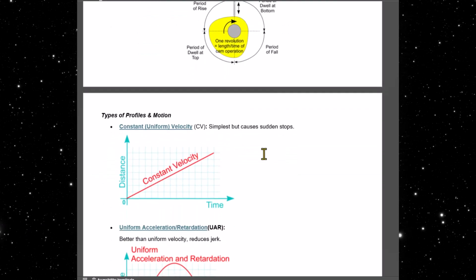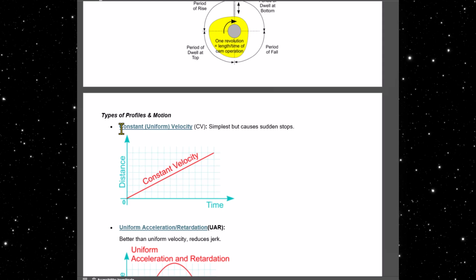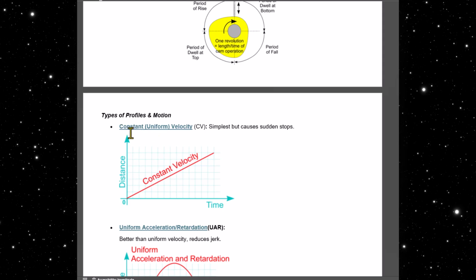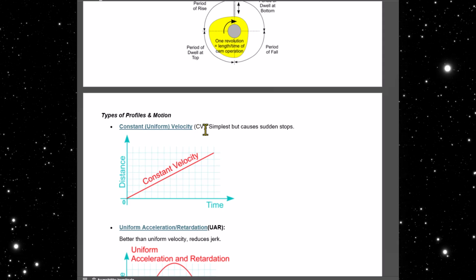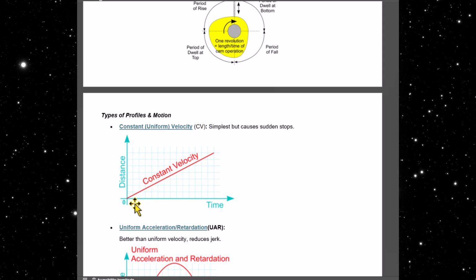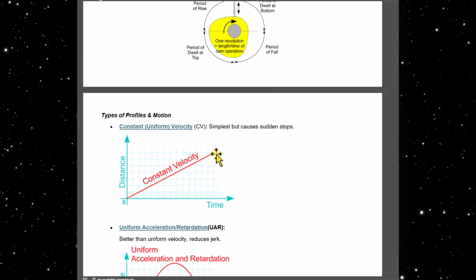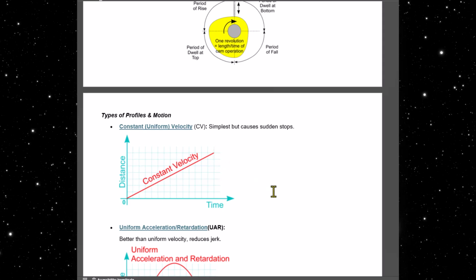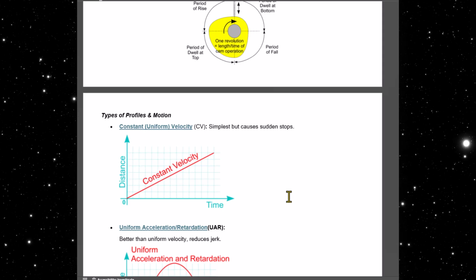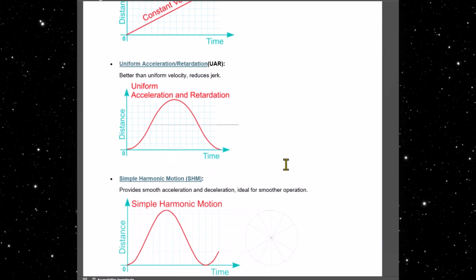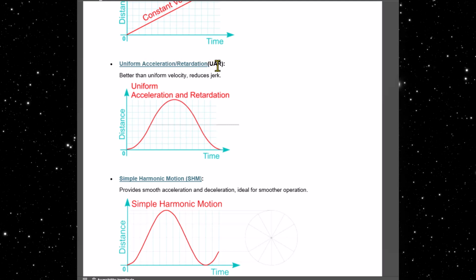Now, the types of motions that we can get here. The first one is the easiest one, and that's the constant or uniform velocity. CV is the abbreviation we use for that, and it's a straight line up from 0 to the maximum, and it can also be back from the maximum to the 0. Then we've got uniform acceleration and retardation, abbreviation UAR.